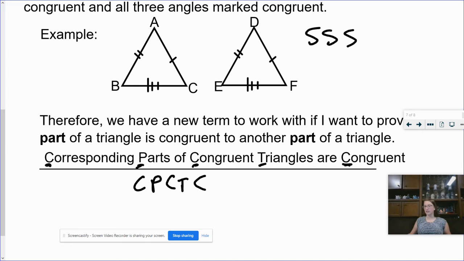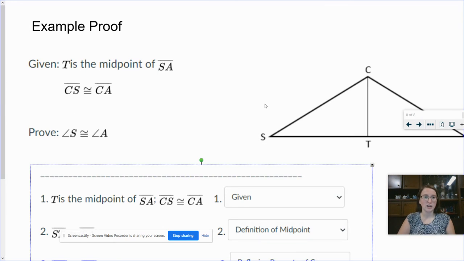CPCTC. It sounds kind of like a drug. A geometry drug, yeah. And again, it states that if we know two triangles are congruent, then we know that all of their individual parts are congruent as well. That's all it says.